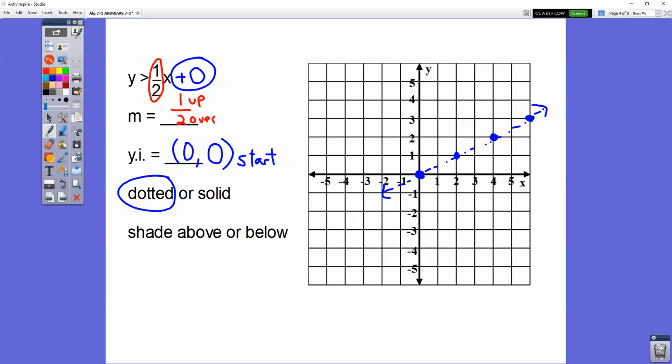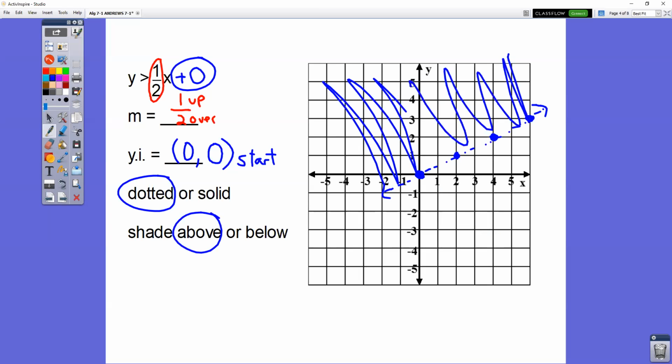Shading above it or below it, we have greater than. Greater than is up above the line. So we're going to shade all up in here. And unfortunately, my board doesn't like that part right there. So we're going to shade up above the line. Again, you should label your line as well, just by writing in what the original equation was.